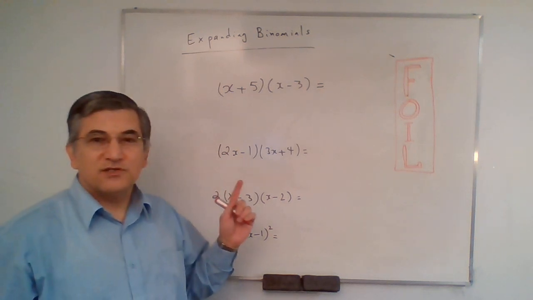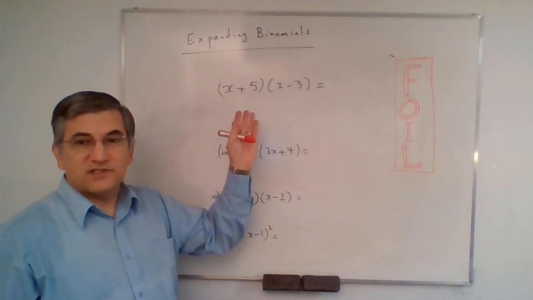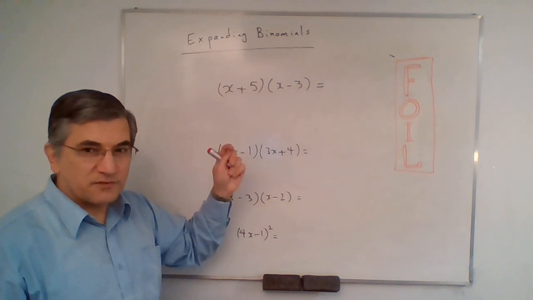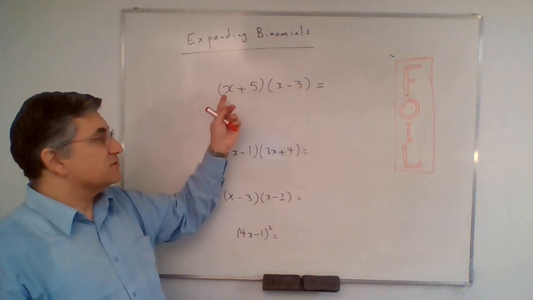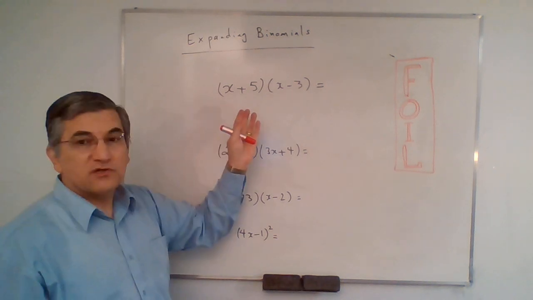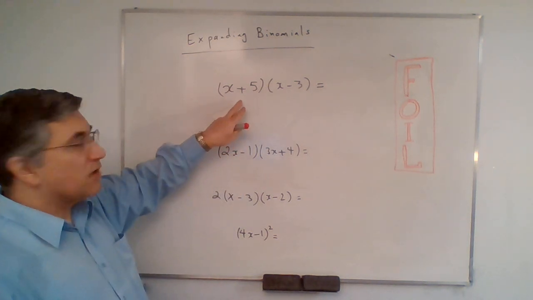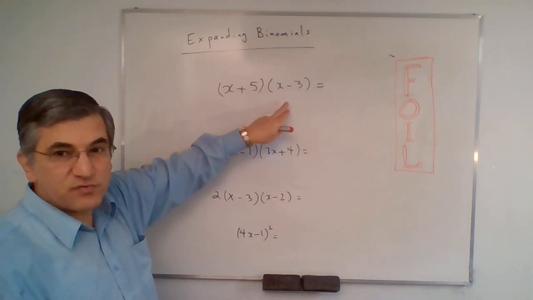In this lecture we want to learn how to multiply two binomials. A binomial is an algebraic expression with two terms. For example, when we say x plus 5, this is called a binomial. And in this lecture we want to learn how to multiply two binomials by one another. So we want to multiply x plus 5 by x minus 3.